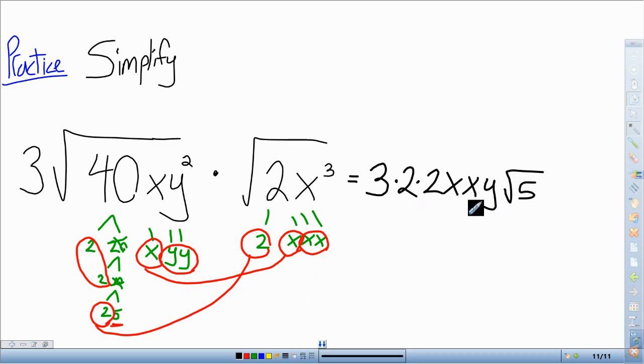Finally, there's a lot going on here, but let's multiply. 3 times 2 is 6. 6 times 2 gives me a 12. 2 x's is an x squared. y, square root of 5.